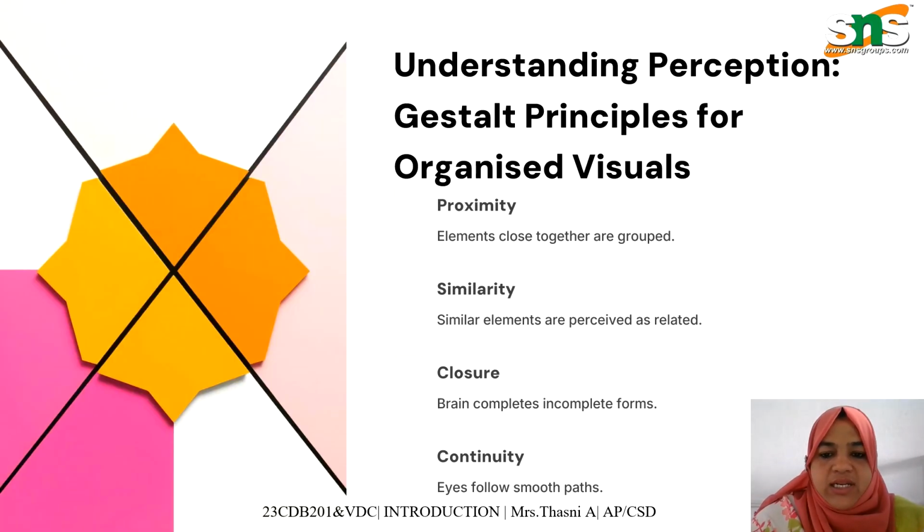Now, understanding perception: the Gestalt principles for organized visuals, which are proximity, similarity, closure, continuity. Proximity, where elements close together are grouped, and similarity, where similar elements are perceived as related. Closure, the brain completes incomplete forms. Continuity, where the eyes follow a smooth path.